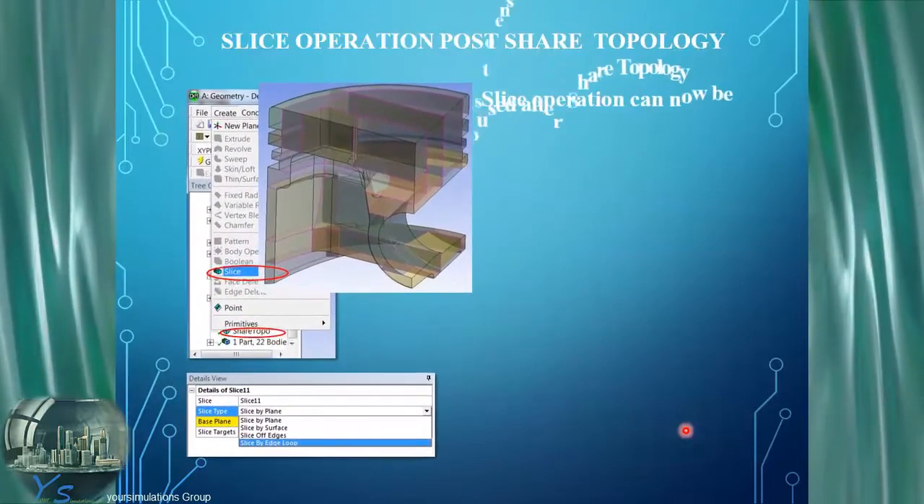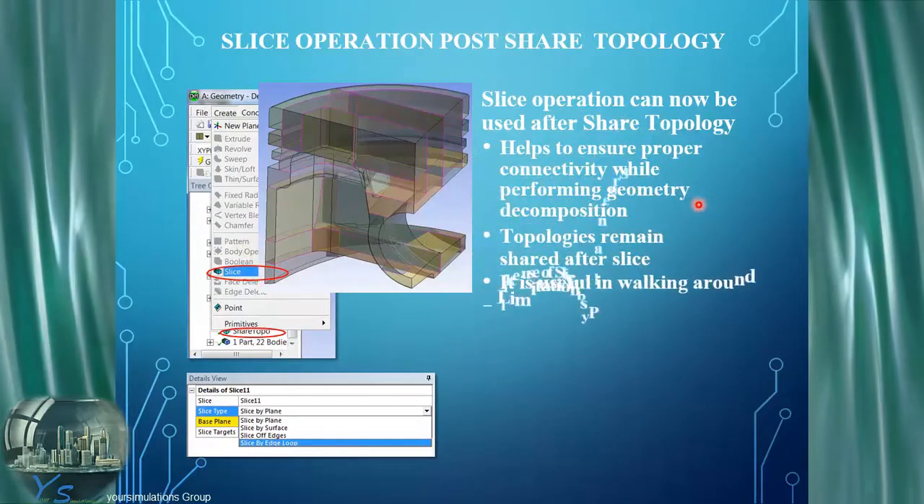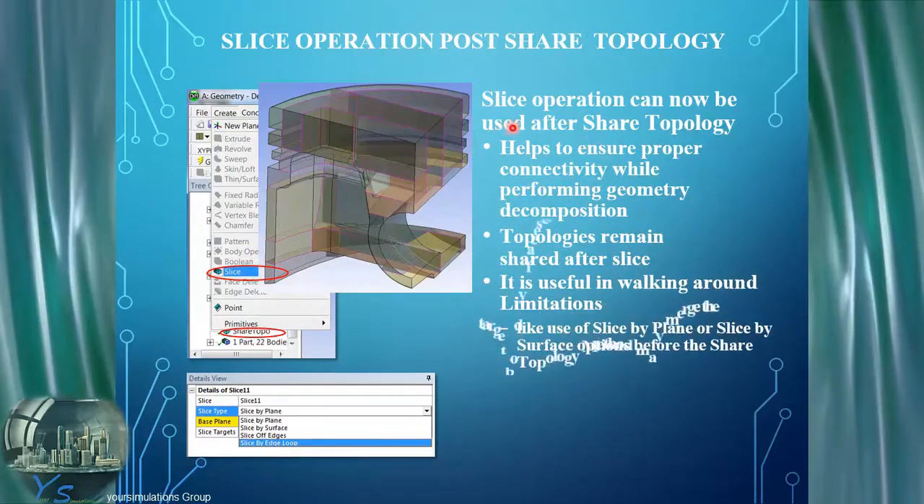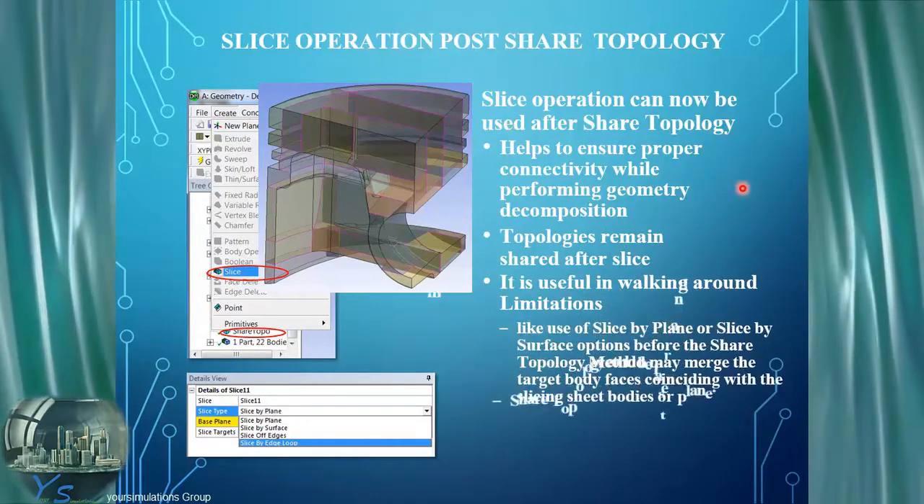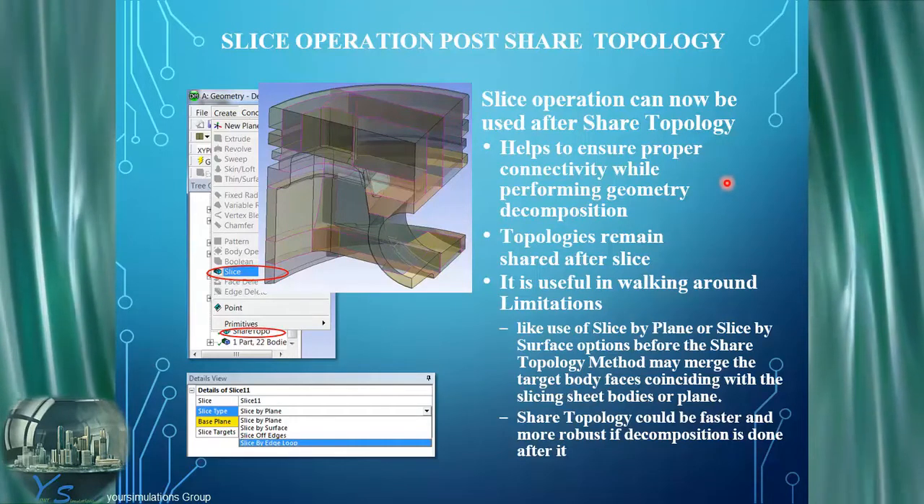It's useful to note that in the latest version, 14.5, you can now perform some slice operations after a share topology command has been issued. Sharing of topology allows two bodies which are coincident with each other, but that don't share any lower topology, to then share the lower topology. For example, if we have two cubes which are sat next to each other, the two cubes may not see each other, so we have two faces which are coincident with each other. If we issue a share topology command and that is successful, we then only have one intermediate face. So each of the two bodies is then sharing that intermediate face, and that is how we are sharing topology.